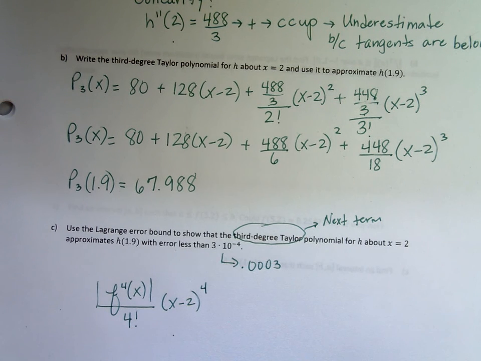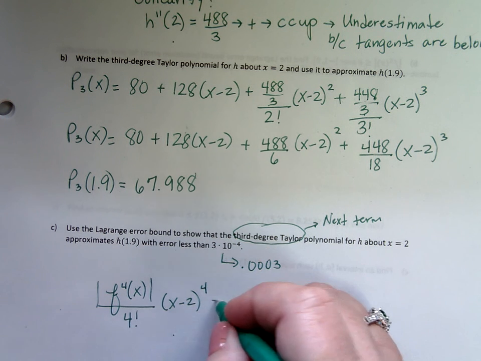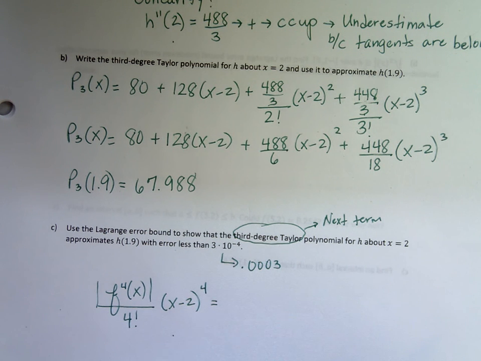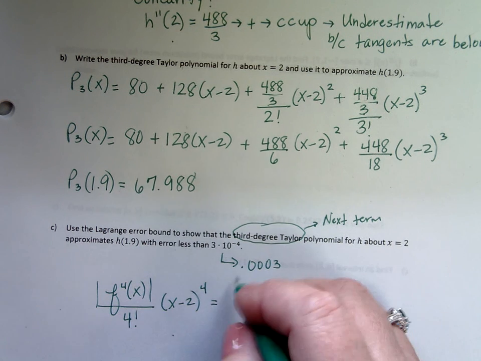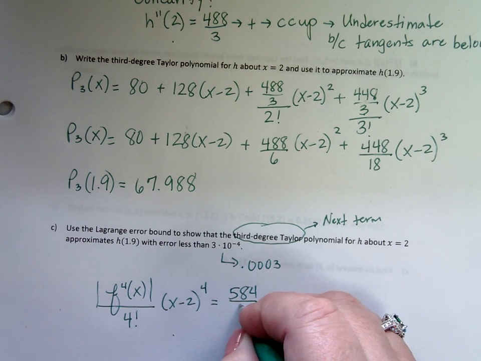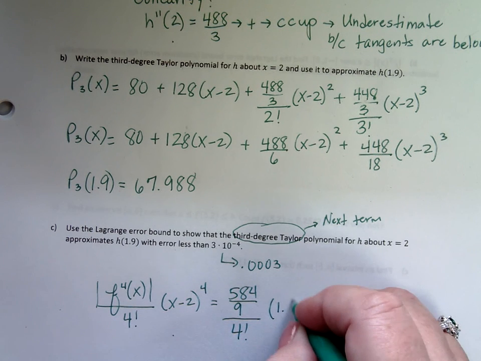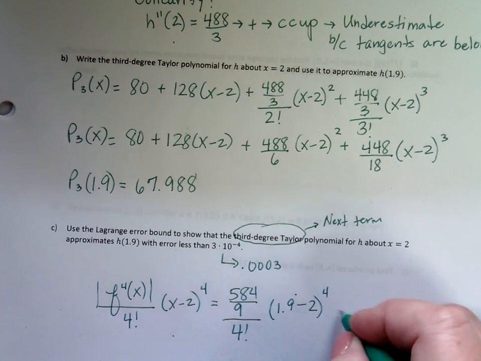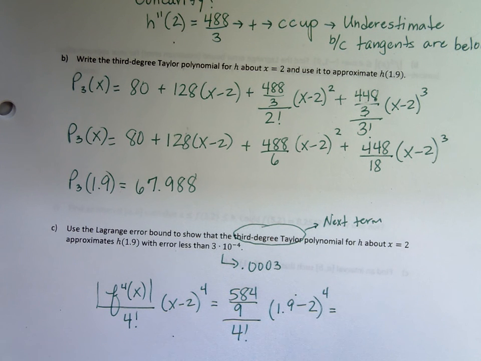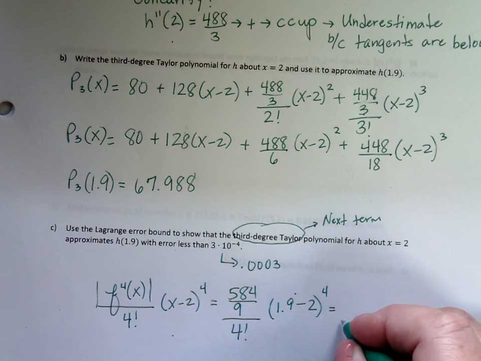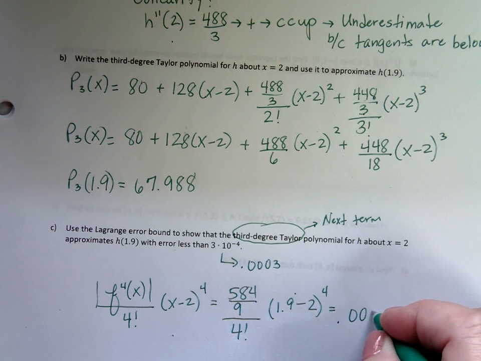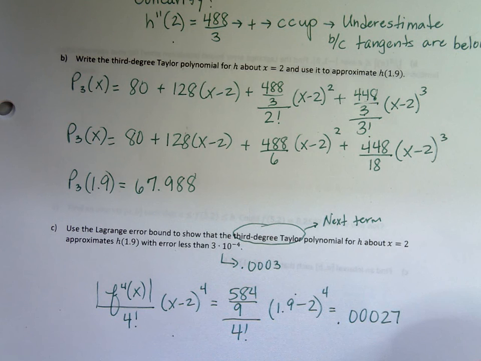Well, the fourth derivative at 2, that's my 584 over 9 that I was trying to use before. 584 over 9 over 4 factorial times (1.9 minus 2) to the 4th power. All right, so you grab your handy-dandy calculator and you calculate all that out. It comes out to be 0.00027. And that is less than 0.0003. And so you have just shown the error for that one.